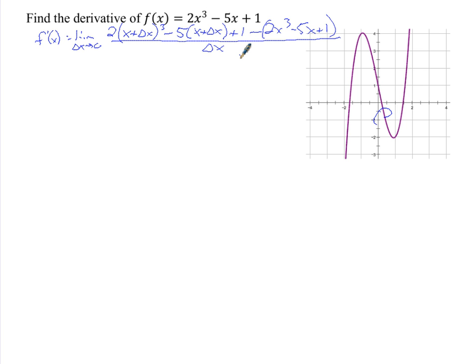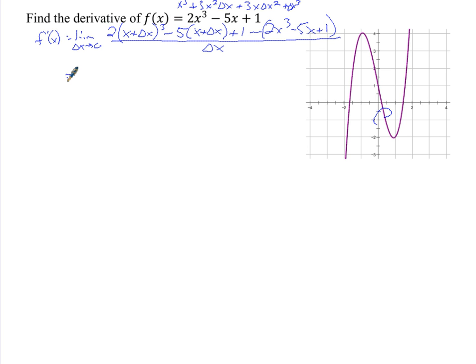Now what? Pain and suffering ensues because you realize that you're going to deal with this cube, right? But we already know what it is. What is it? Can we just write this up here real quick? It is x cubed plus 3x squared delta x plus 3x delta x squared plus delta x cubed. Okay, so now we know what this is. Let's distribute that 2 in.